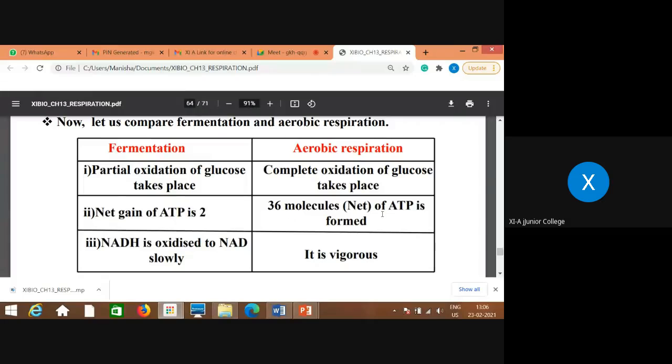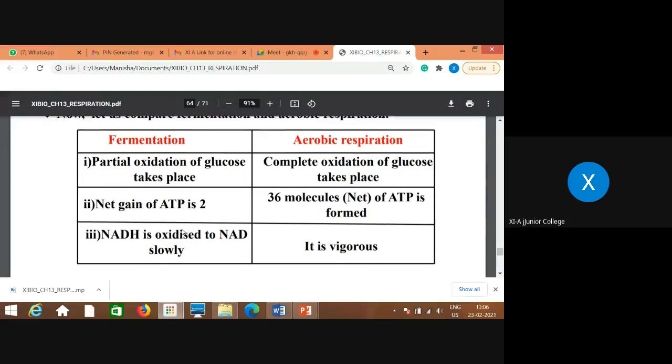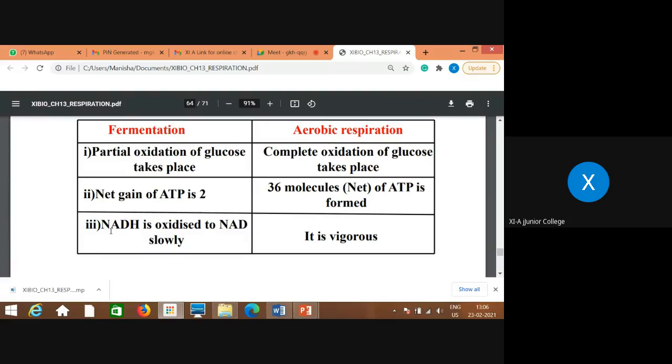Just make the change. This is a little change you have to make. The net gain of ATP is 38, not 36. Okay, this is the change you have to make. NADH is oxidized to NAD slowly in case of fermentation, and it is a vigorous process in aerobic respiration.